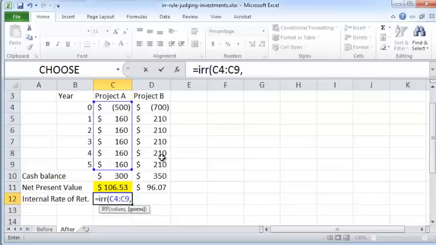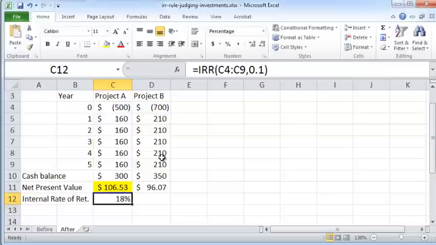Now, a guess value could be some rate of return that you think is in the ballpark. You can give a value of 0.1. That's usually a good guess, because your rate is usually probably 5% or 10% or 15%. So you can just give it as 10% or 0.1, and you can press enter, and you can then copy the same formula over to the next cell as well.